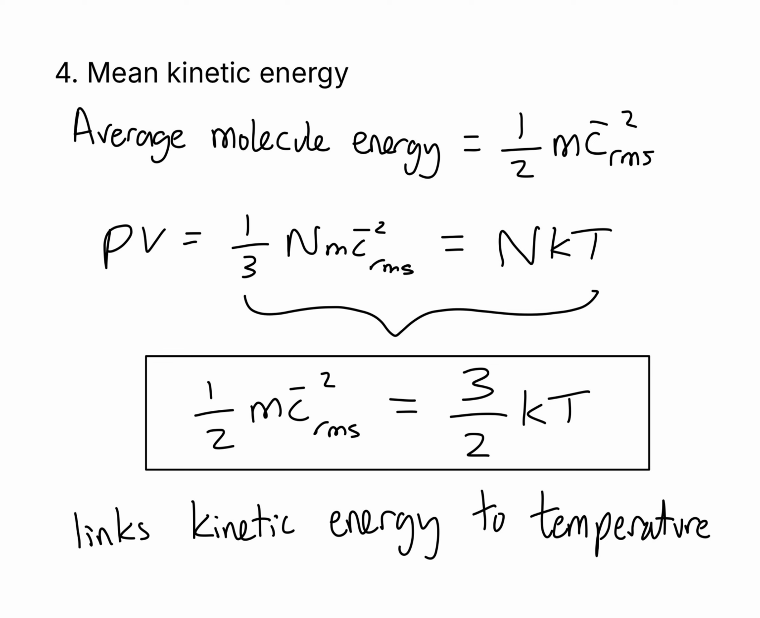Look at the left hand side. That's the mean kinetic energy of one molecule. So the mean kinetic energy of a molecule is directly proportional to the absolute temperature. And that finally answers the question we dodged last lesson. What is temperature? Temperature is a measure of the average kinetic energy of the particles. That's what your thermometer is really reading.